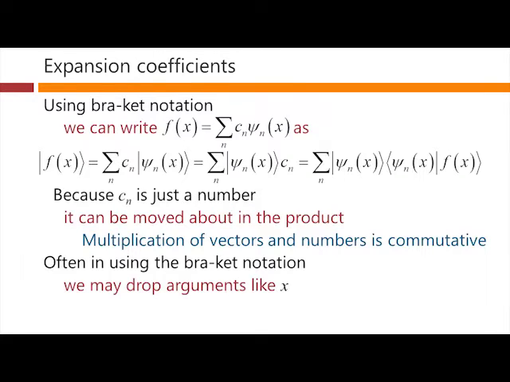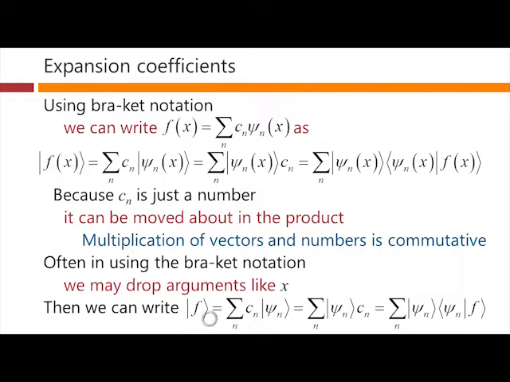Often in using bracket notation, we will drop the explicit argument x, in which case we can write this out slightly more compactly. So now we see a key reason for introducing the Dirac bracket notation. It's a generalized shorthand way of writing the underlying linear algebra operations we need to perform. And it can be used whether we are thinking about representing functions as continuous functions in some space or as summations over basis sets.